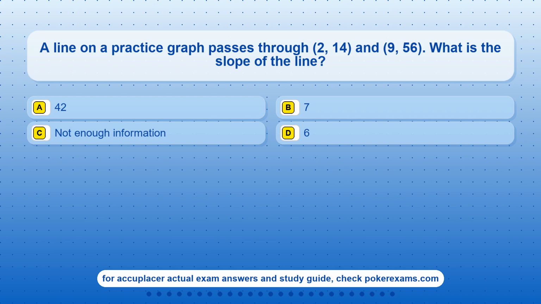Question 4. A line on a practice graph passes through (2, 14) and (9, 56). What is the slope of the line? Option A, 42. Option B, 7. Option C, not enough information. Option D, 6.